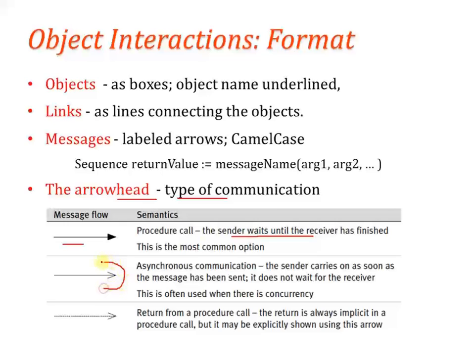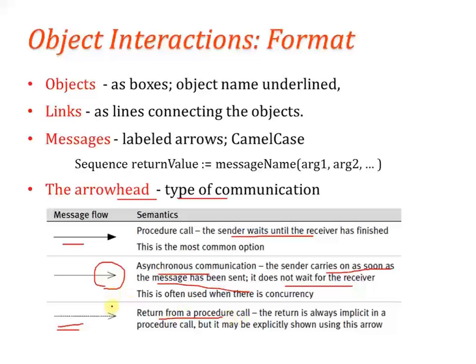But the next one is called a mild arrow mark. This says asynchronous communication, where the sender carries on its work as soon as the message has been sent. It doesn't wait for the receiver to reply. And the third format is called dotted lines. This says the return from the procedure call.